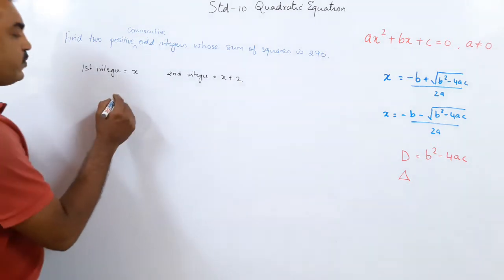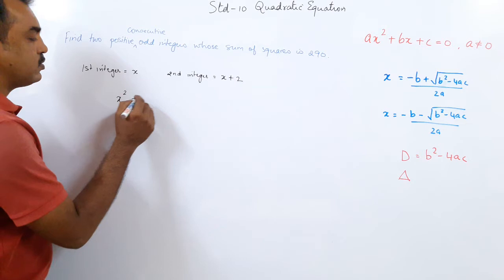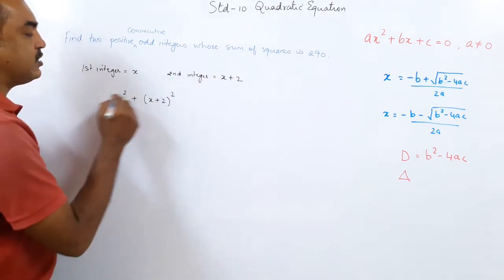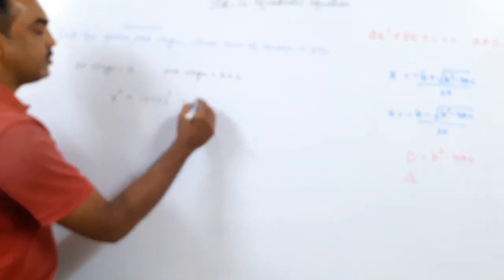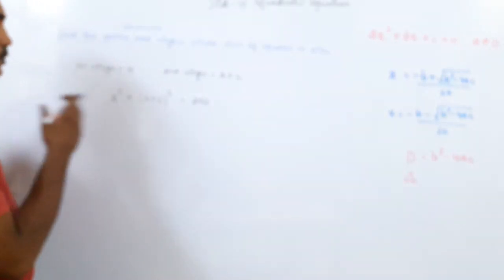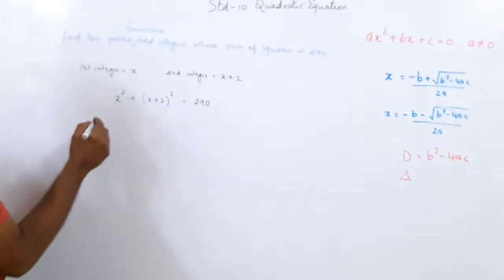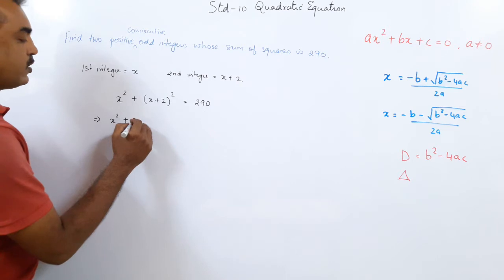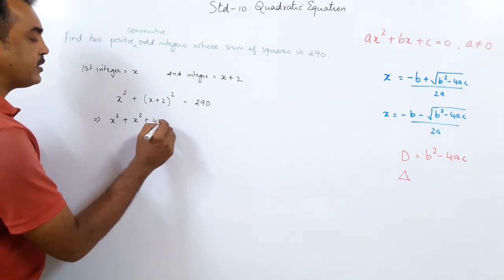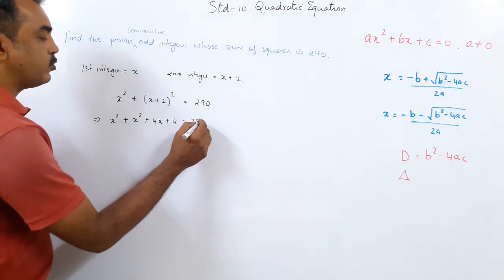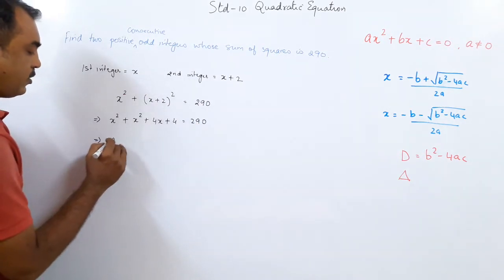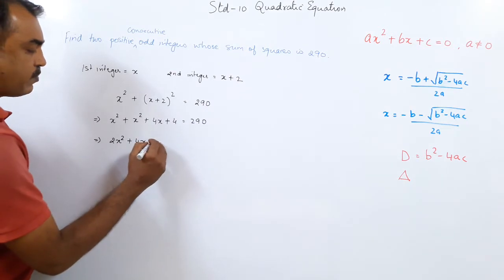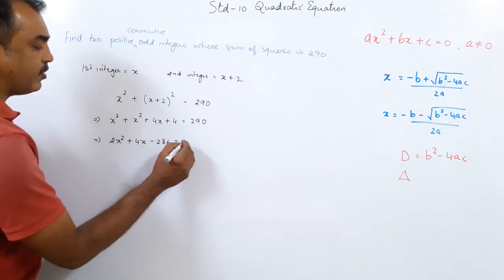Now what do we have? We are given the sum of their squares. Means you have to first square both the integers, and the sum gives you 290. So this is the form. Now we'll simplify it further. So we get x square plus, a plus b the whole square, x square plus 4x plus 4 equal to 290. So we get 2x square plus 4x. 290 bring on this side, minus 286 equal to 0.